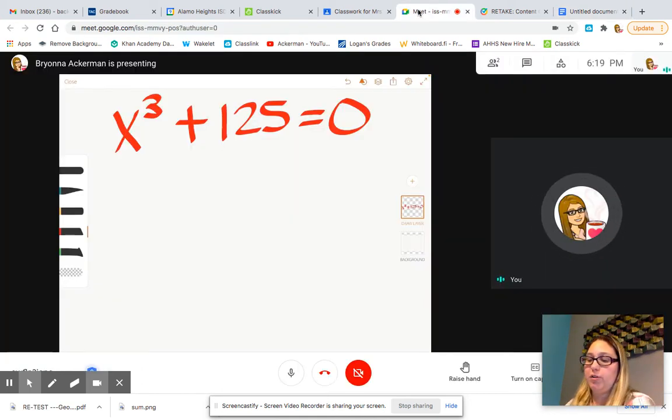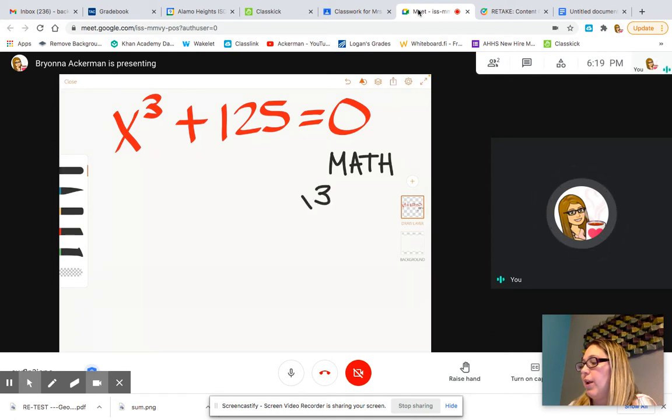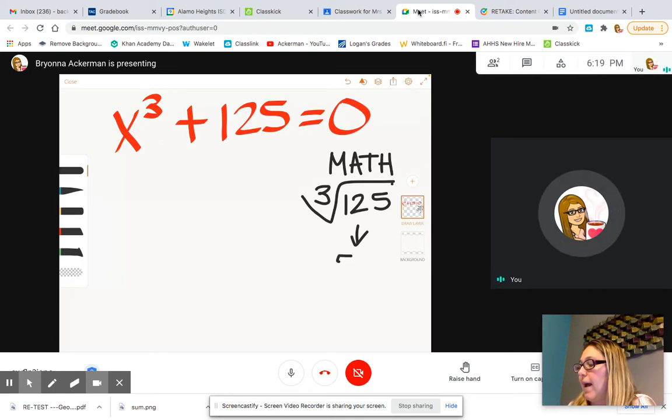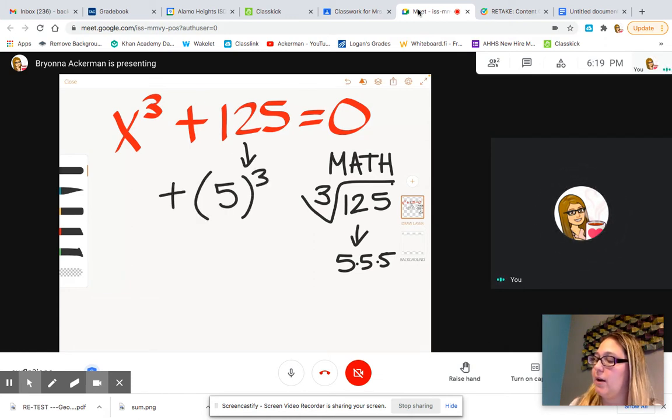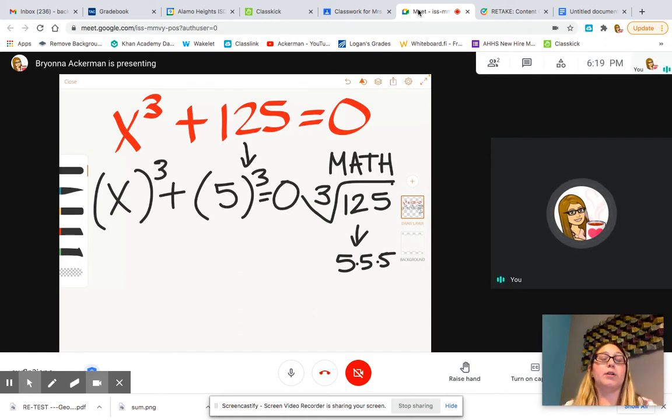In order to do this, the easiest way is to go to your calculator and hit the math button. You're going to find a little symbol that has a 3 with a square root. That's called a cube root. If I take the cube root of 125, that equals 5. What that means is 5 times 5 times 5 is going to be 125. So I can rewrite this 125 as 5 cubed. And now I also have the x cubed, so now I'm set up to where it looks like the formula.